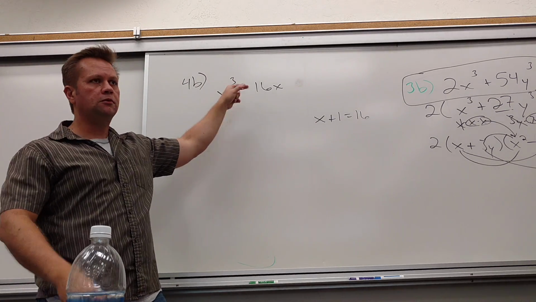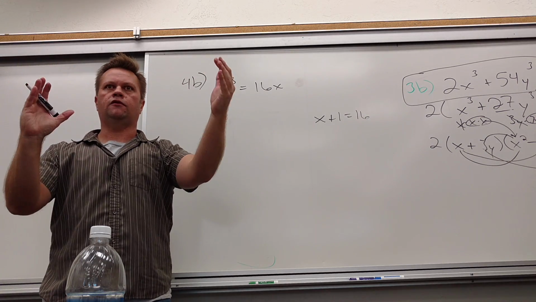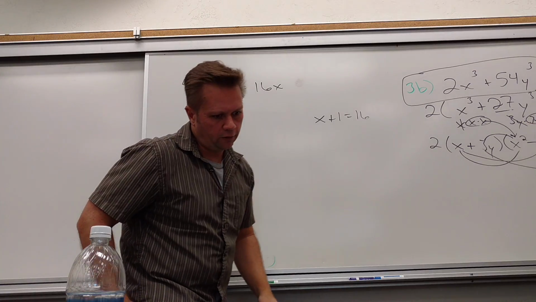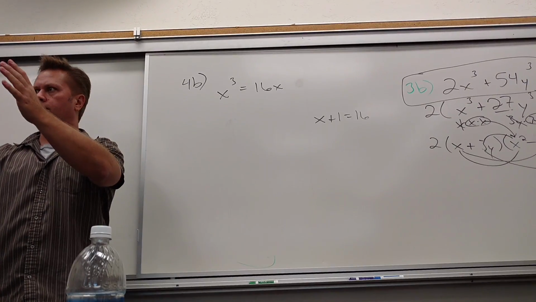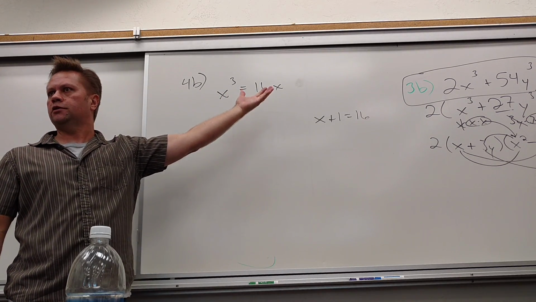So if you see an x cubed or x squared running around in an equation, you want to get it equal to 0, and then factor whatever you get once you have everything over on one side. So 4a was easy. It started off equal to 0. You can just focus on factoring that. 4b is just one step away from that. What's in the wrong place?